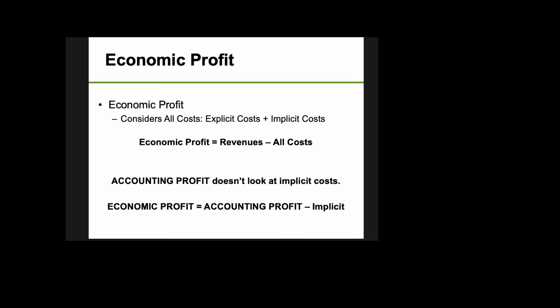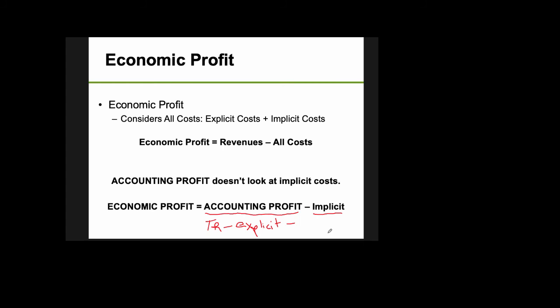Accounting profit doesn't look at the implicit costs, and for good reason. They're just really, really hard to measure empirically. When economists look at profit, we're going to basically take accounting profit, and accounting profit is the total revenue minus the explicit costs. So all those things that are easy to measure, labor costs, your rent, all of those things. And then we're additionally going to subtract the implicit costs. And that will give us economic profit.